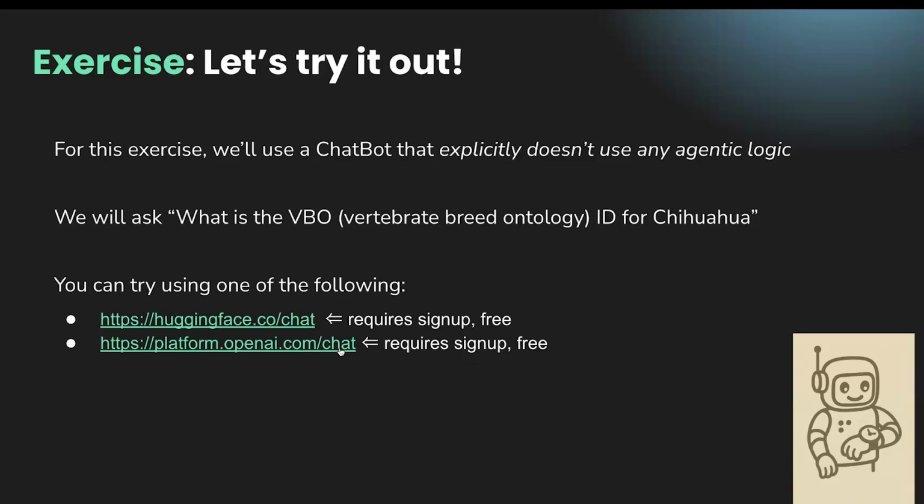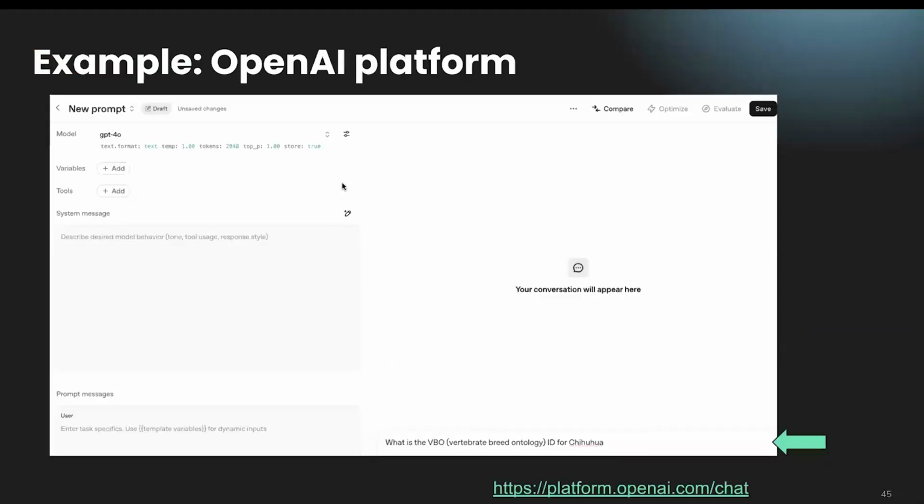There are probably a few others you can try, but I think many of you had ChatGPT accounts already. And again, this doesn't require any pro account. So if you try platform.openai.com/chat, you might see something like this. Just to be sure, we're going to pick a slightly older model like GPT-4o. You can see that in the top left, and then you've got your chat interface on the bottom right.